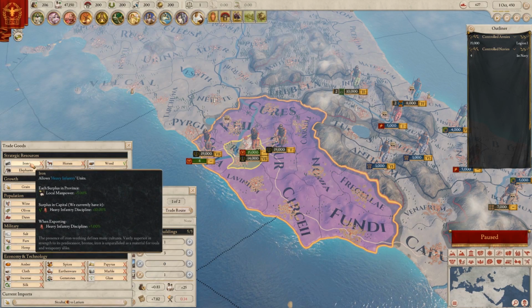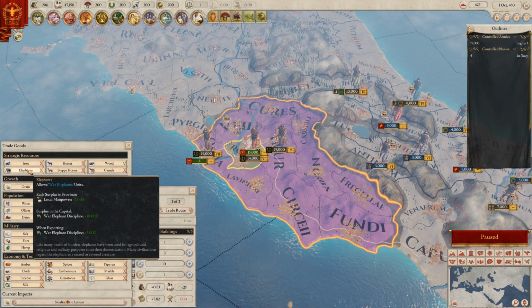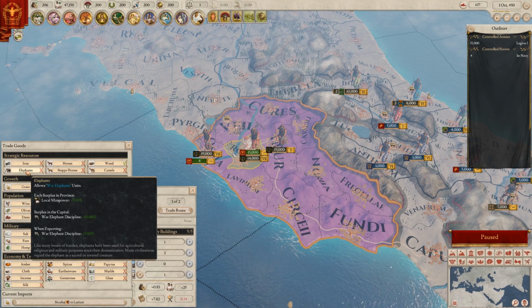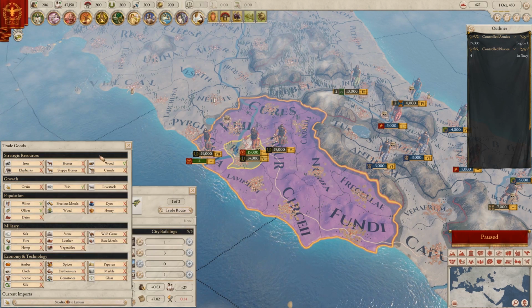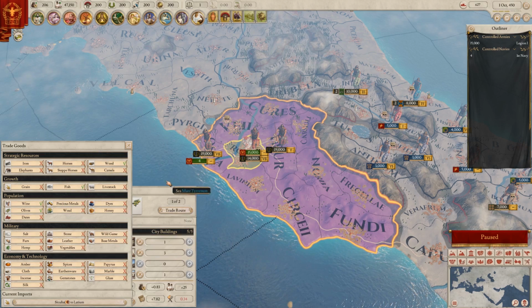So for example, if I would like to actually be able to make elephants, I need to trade so we can get one, or conquer a province that has elephants. And of course, it's the same for everything. The iron gives us heavy infantry and wood gives us the boats and so on.